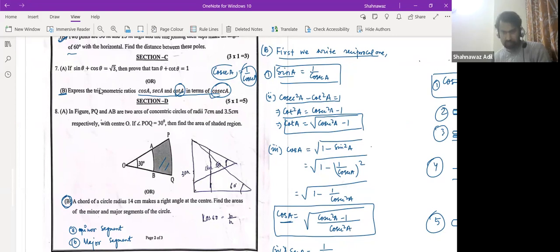Write everything in terms of cot. Then this question is cosec. No, you gave a homework. Homework is, yeah, write it in terms of cos.